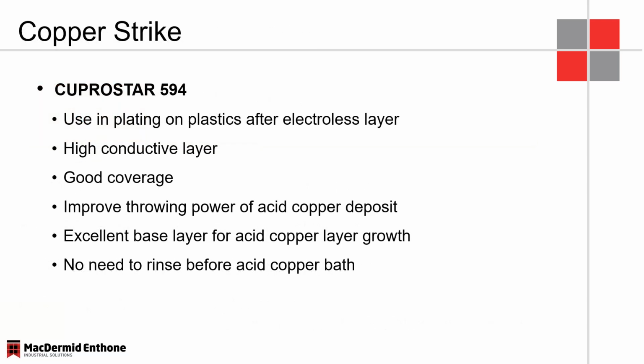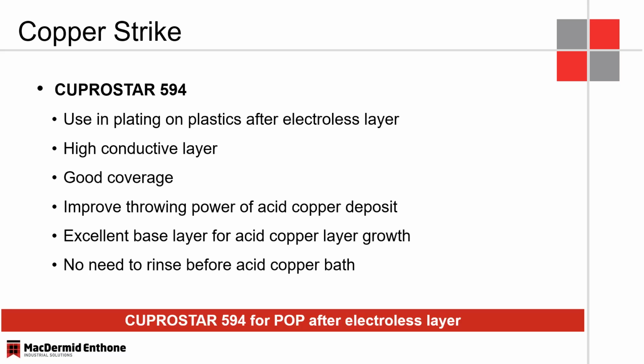Our copper strike, which I'll touch on briefly, again, is the CUPROSTAR 594, utilized in a plastic plating layer after the electroless nickel. Highly conductive, so really allows for us to plate a good base layer for acid copper. We're able to build up the acid copper after this strike. We get good coverage from this system, good throwing power, and we don't need to rinse after the 594 going into the acid copper. Whether it's one of the CUPROSTAR systems or the QMAC, we can go straight from the 594 into our acid copper bath. So again, the strike is utilized for plating on plastics after I plate my electroless layer.